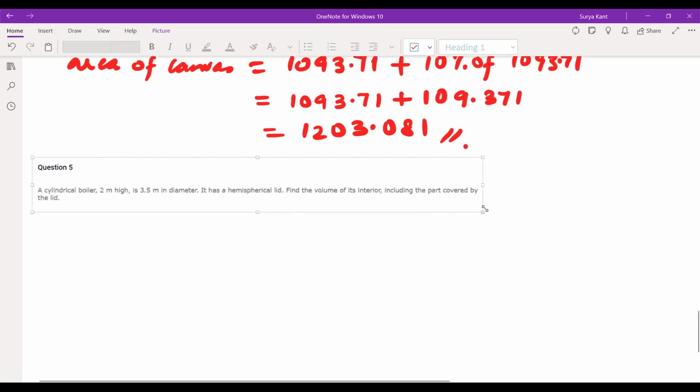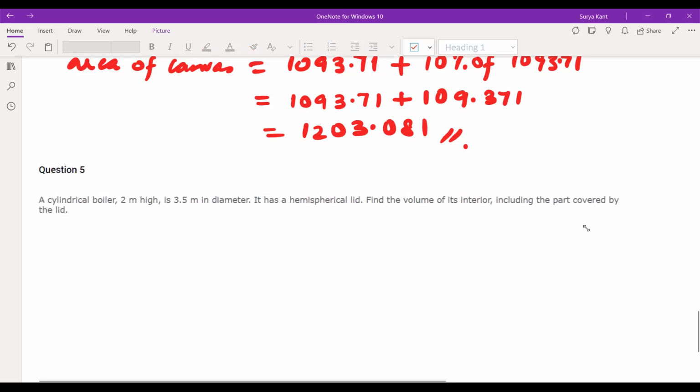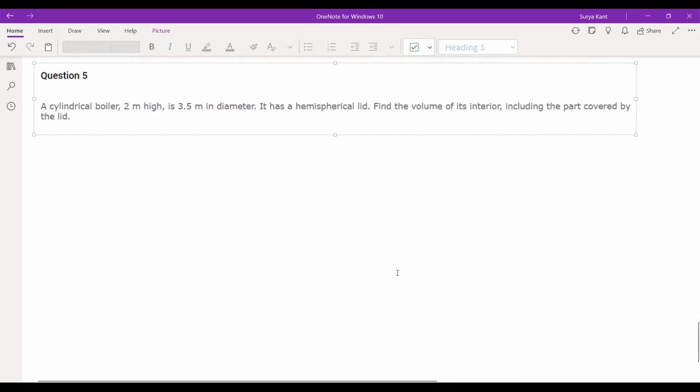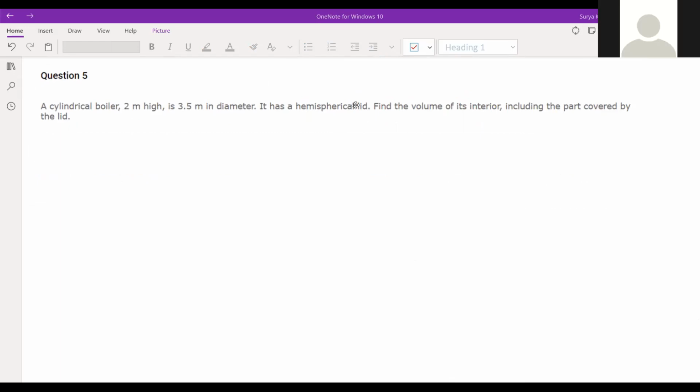See, this question is, you can see the question, cylindrical boiler, 2 meter high. All of you on the camera, children, now. Rasool, Samarth, Shreyas, Drishi. Just a second, sir.